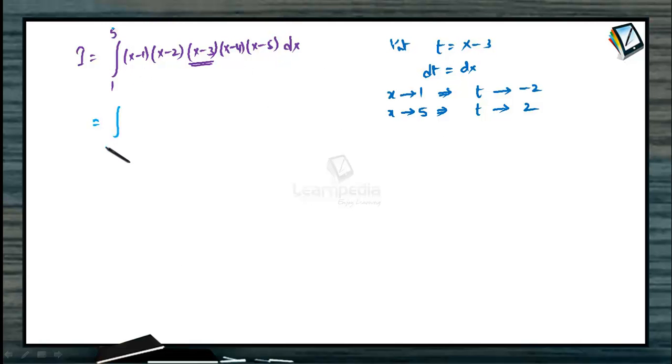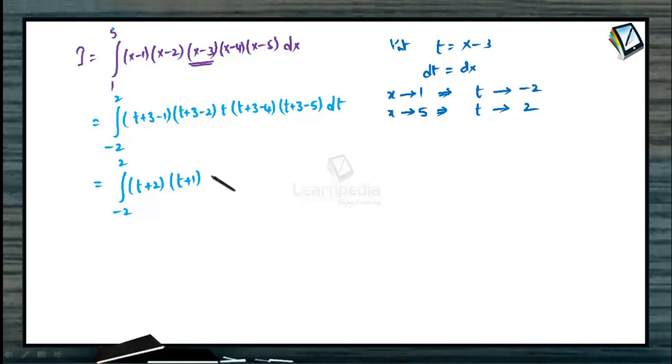Now it is integral minus 2 to 2, and now this factor x minus 1 becomes (t plus 3 minus 1) into x minus 2 becomes (t plus 3 minus 2), x minus 3 is t, x minus 4 is (t plus 3 minus 4), and x minus 5 factor is (t plus 3 minus 5), and the value of dx is equal to dt. Now look at this integral here. This is integral minus 2 to 2 of (t plus 2) into (t plus 1) into the middle term t, and this is (t minus 1) into (t minus 2) dt.